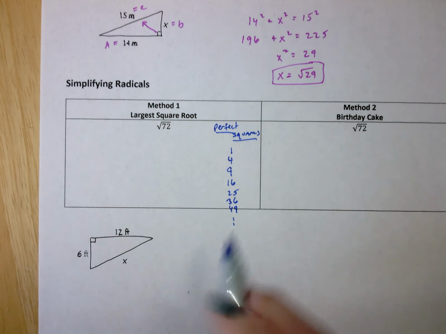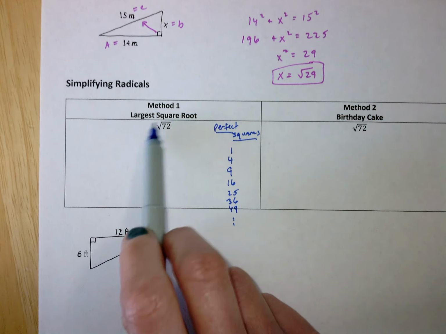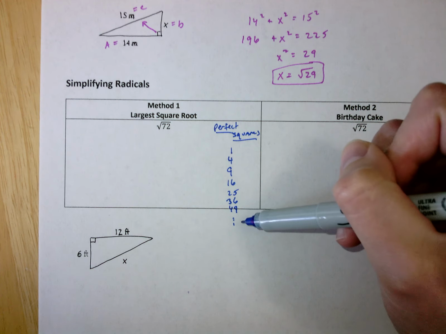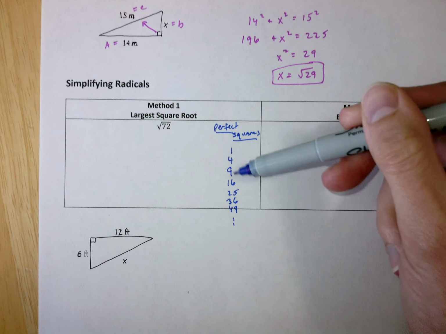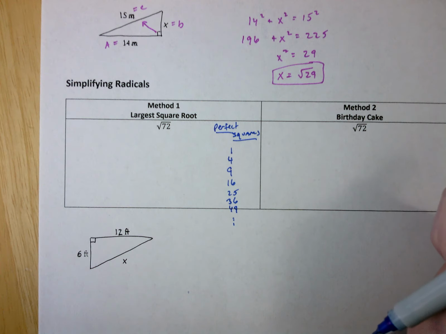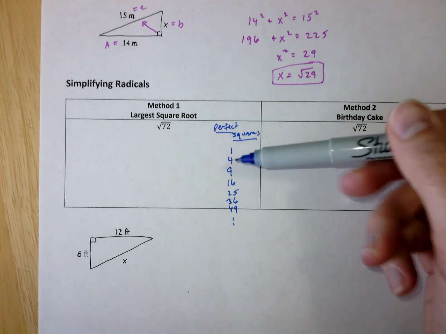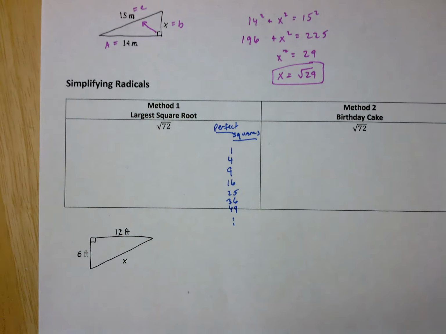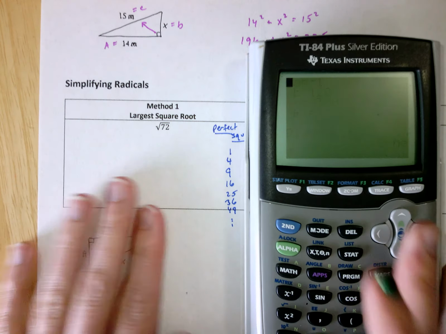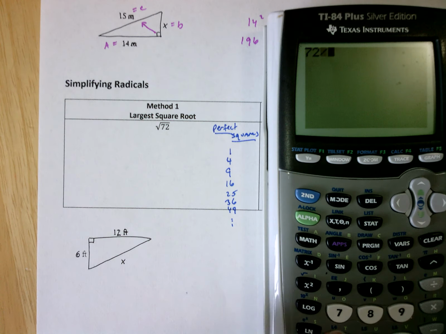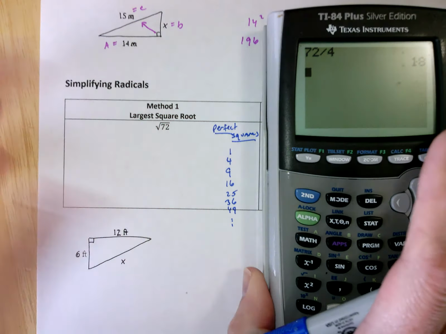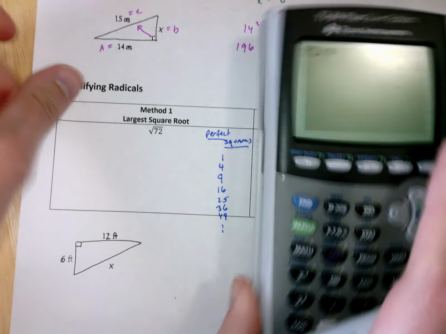So what you want to do now is look at this number and look at these perfect squares, and figure out what's the biggest one that evenly goes into 72. For example, 1 evenly divides into 72, but it's not necessarily the biggest one. So I'm going to go through and say, okay, does 72 divide by 4? Yeah, 4 goes into 72 18 times. So that is bigger than 1. I'm going to keep looking until I find the biggest one.